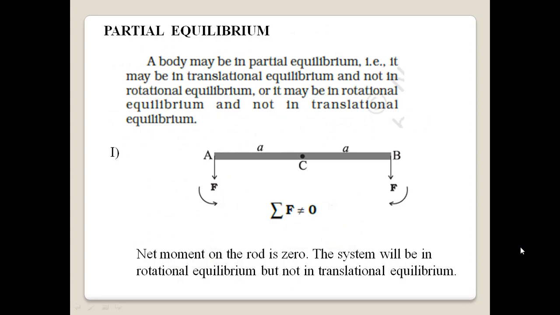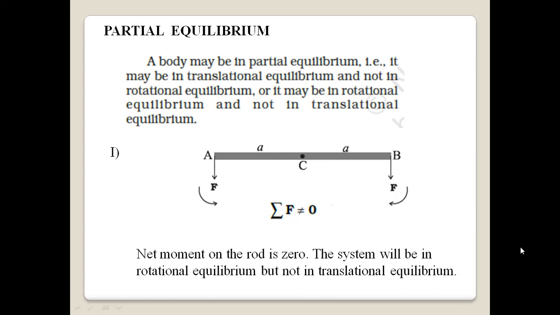Next is partial equilibrium. A body may be in partial equilibrium. It may be in translational equilibrium and not in rotational equilibrium, or it may be in rotational equilibrium and not in translational equilibrium. Let us study the diagram below.